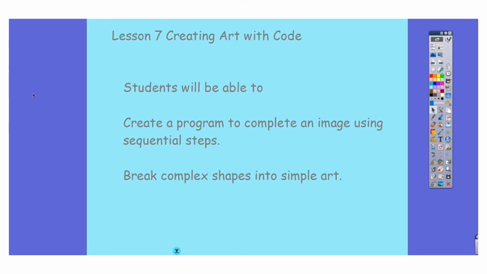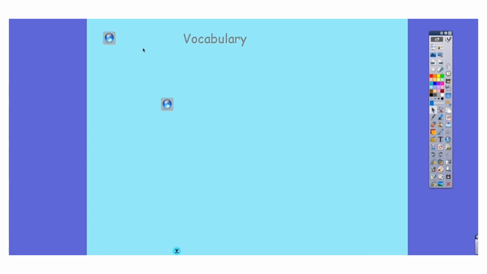We're going to work on lesson 7, creating art with code. By the end of this lesson, you're going to be able to create a program to complete an image using sequential steps 1, 2, 3, 4, and break complex shapes into simple art, because art is really nothing more than shapes. If you listen to Miss Shaw in art class, she starts talking about draw this shape, and that's how you get started. And in computers, we only have shapes.